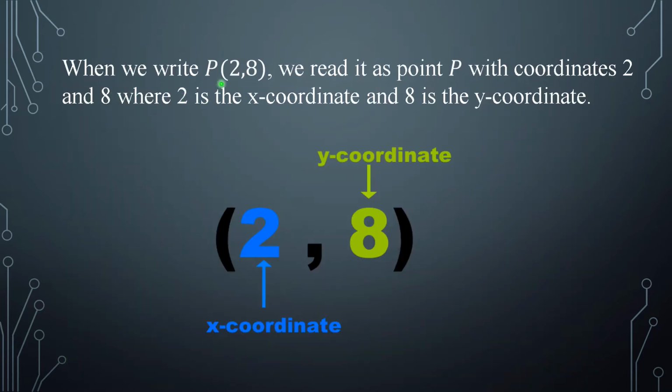When we write point (2, 8), we read it as point with coordinates 2 and 8, where 2 is the x-coordinate and 8 is the y-coordinate. So just like this one, 2 is the x-coordinate, 8 is the y-coordinate. 2 is the abscissa, 8 is the ordinate.